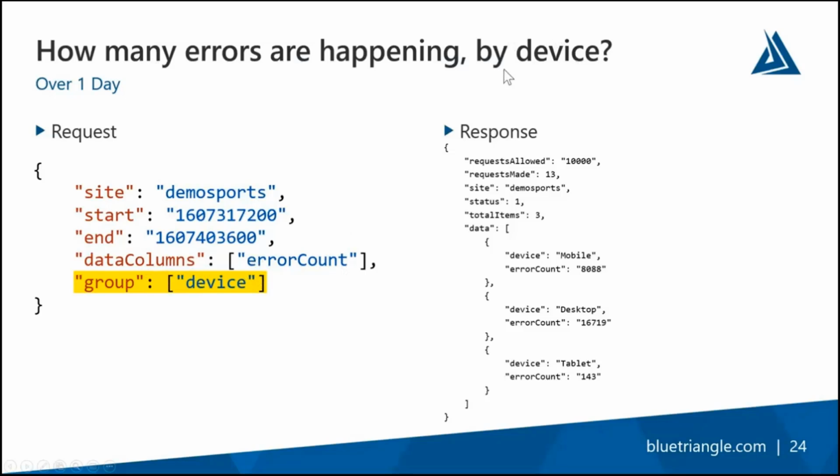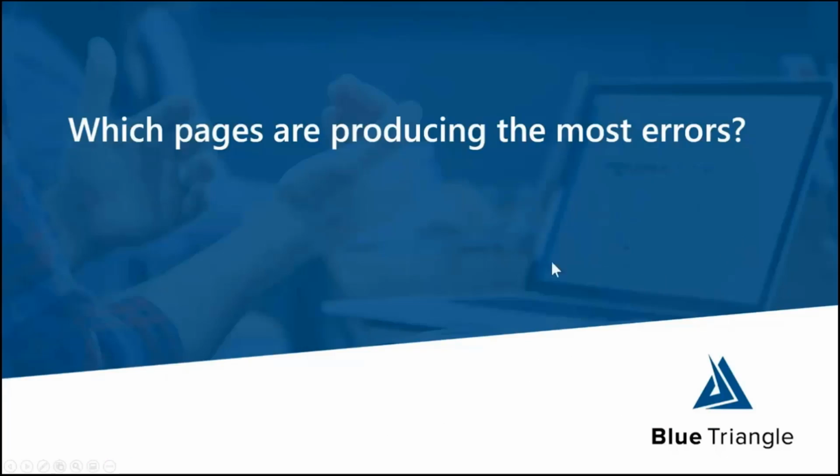And by device, we're going to be grouping that by device, right? So you can just add the group parameter here and enter device. The group and the data columns, these are both going to be arrays. In this case, there's just one element in the array, but this is pretty straightforward. This is what that request is going to look like. And here's the response. We have our metadata up top, and then in the data key, we have an array of the data. So we have mobile, the count for mobile, desktop, and tablet. So let's look at another example. How about which pages are producing the most errors?